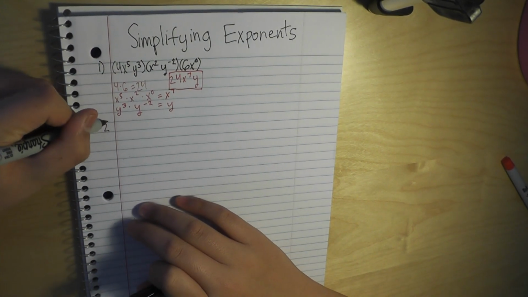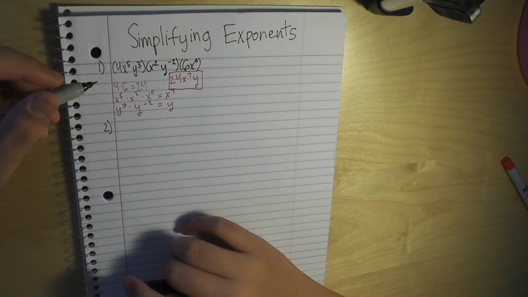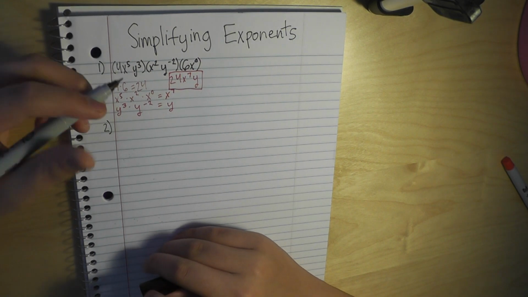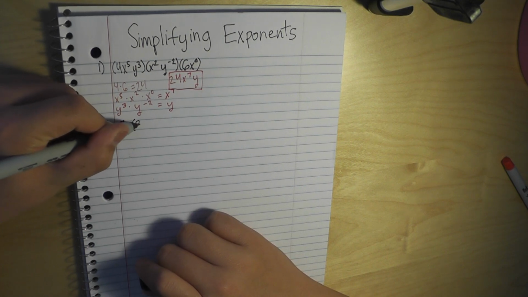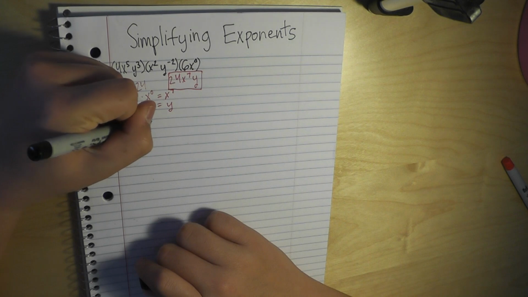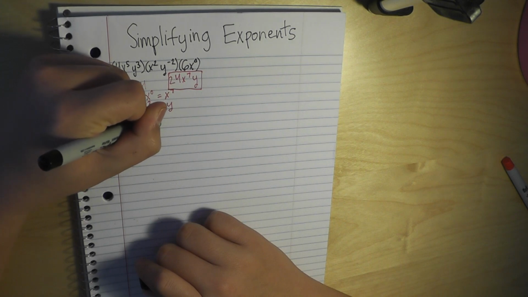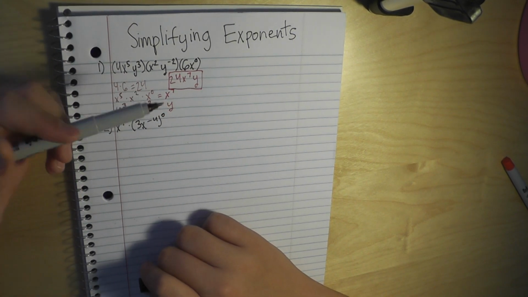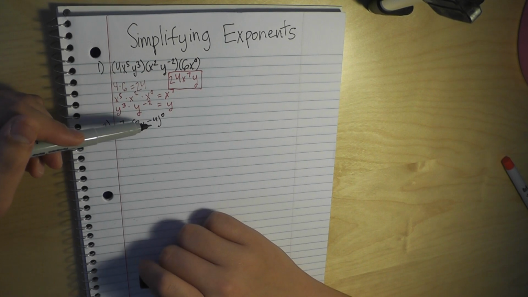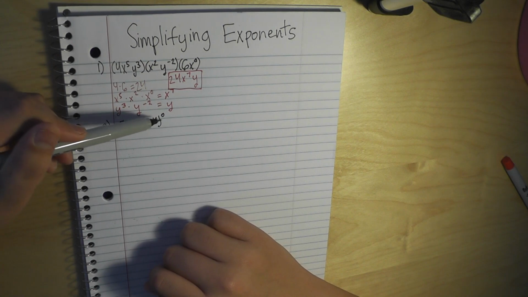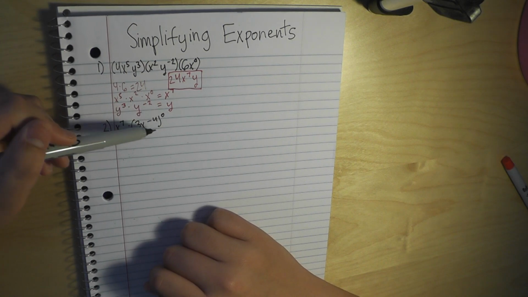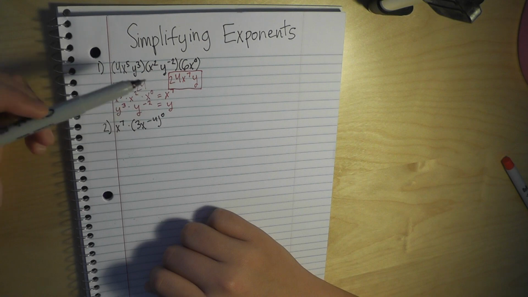So for our second example, we have x to the power of 7 times 3x to the power of 0. Now, when we raise an exponent by an exponent, they get multiplied instead of added. And so because these are in parentheses, it's all 1.